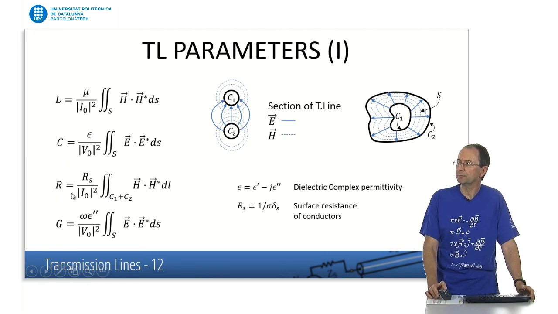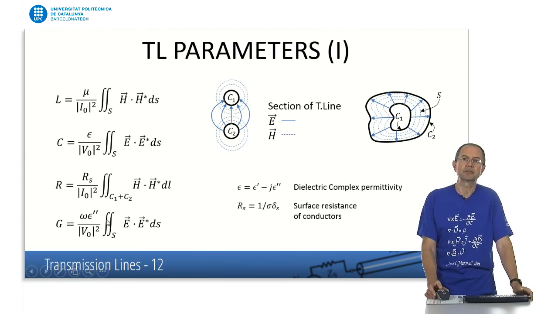For the loss parameters, you have to know the surface resistance of the conductors. This is this R_s parameter here, or the loss factor of your dielectric, which is described by this imaginary part of the dielectric permittivity of your dielectric. So this is how these parameters are calculated.